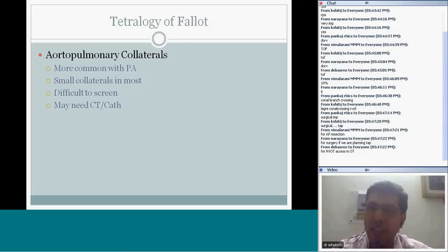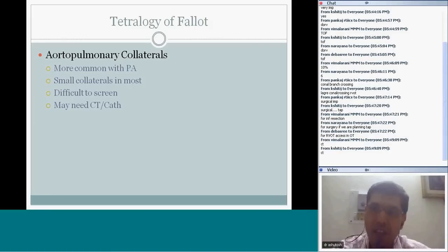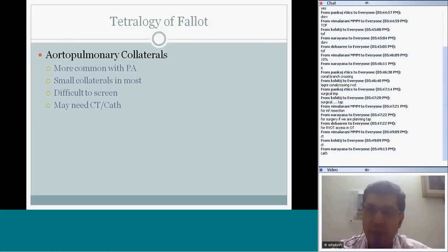So what is your preferred modality in your institute? Just let me know, say CT or cath, for imaging in TOF beyond echo. I know NH, they depend on CT. Okay, so CT everyone. Cath. Why cath, Narayana? NH used to be a CT place.